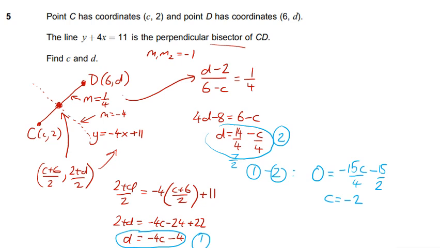And d, if we substitute this back into one of the equations, so d is equal to minus 4c minus 4, so minus 4 times minus 2 minus 4. And that gives 8 minus 4, which is 4. Okay, so c is minus 2, d is 4.